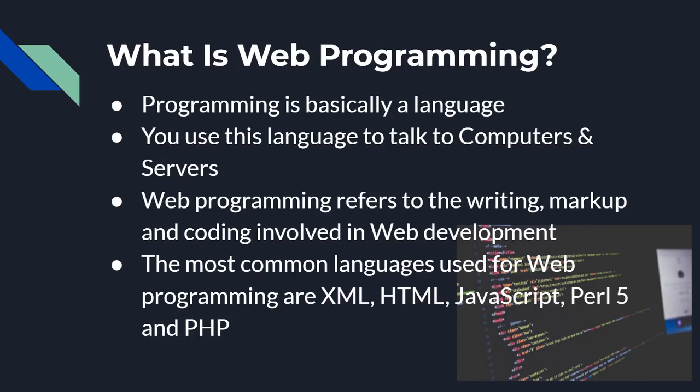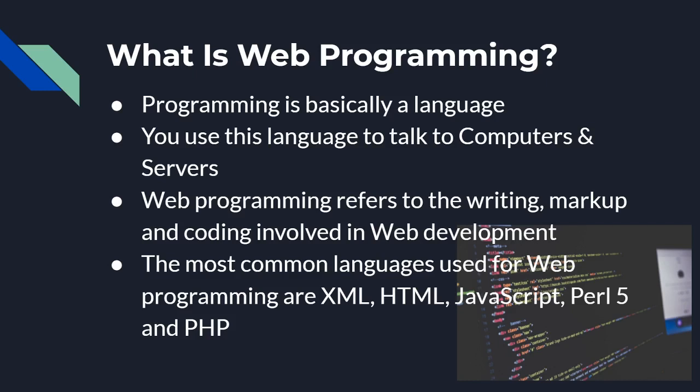So, what is web programming? Web programming is basically a language that we use to talk to the computers, to the robots. So in future, if you're going to have a robot dog, you better learn some web programming languages, or at least a programming language. Web programming refers to the language we use to control computers and servers.